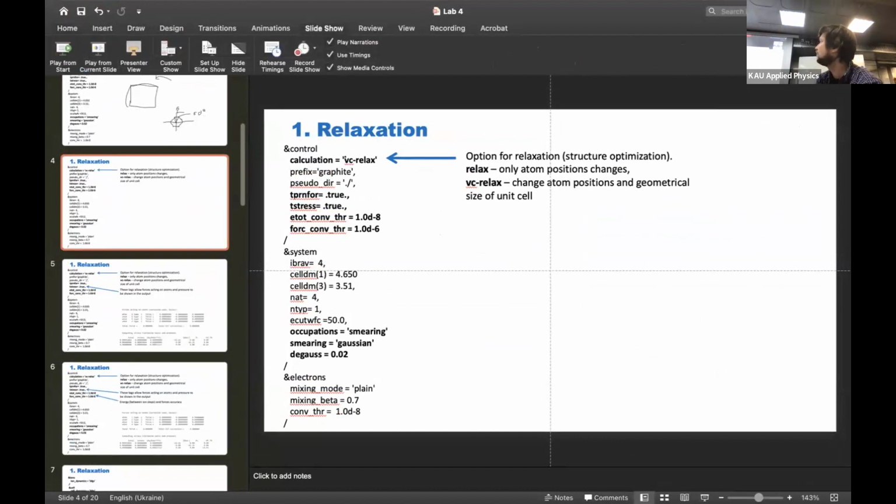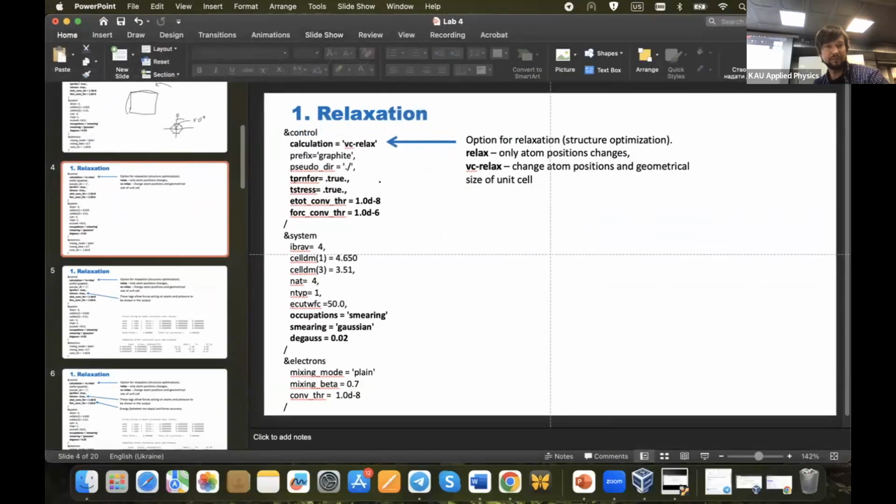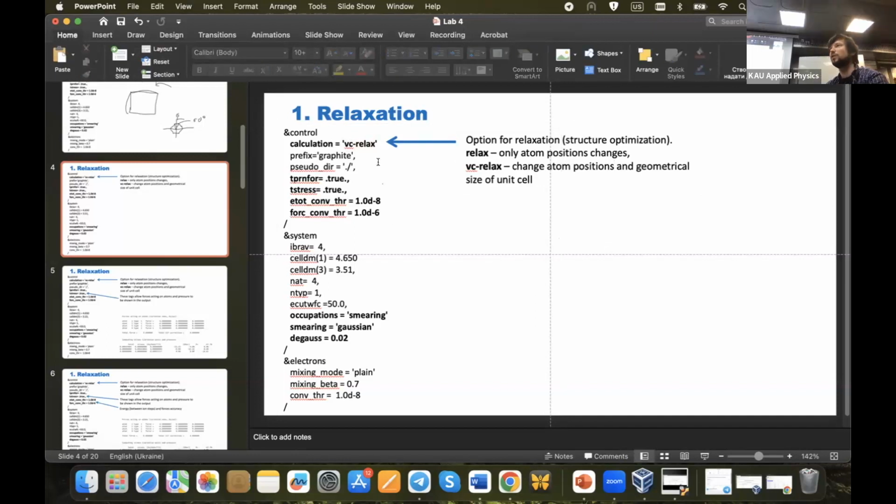We have something new in this calculation tag. We see relax. We had only SCF or bands. SCF was for self-consistent field calculations. Bands was for non-self-consistent field calculations to create some band structure. But here we have these two new tags.